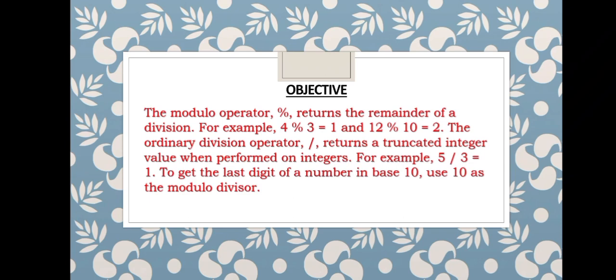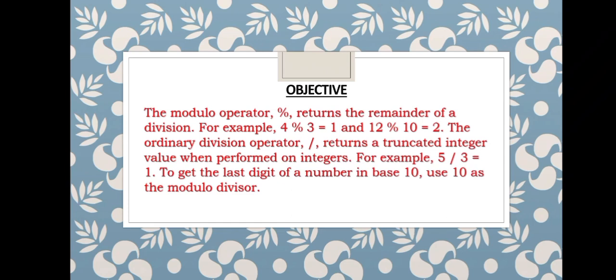So the modulo operator, which is the percentage symbol, is used to return the remainder of a division. For example, 4 modulo 3 is equal to 1. When 4 is divided by 3, we get 1 as a remainder. And 12 modulo 10 is equal to 2. When 12 is divided by 10, we get remainder 2. The ordinary division operator is the slash which we use for performing manual division. Here 5 slash 3 is equal to 1. When 5 is divided by 3, we get quotient 1. So on the programming side, we use two operators: modulo to get the remainder and slash to get the quotient.